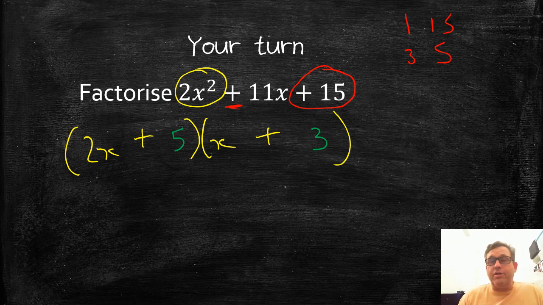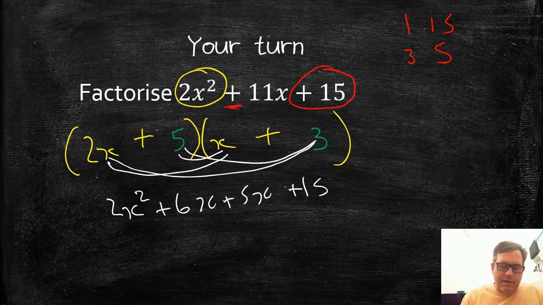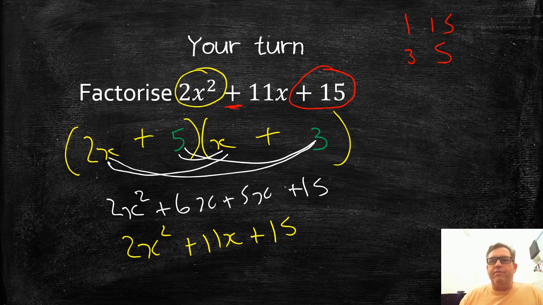Again, especially with these, it's a really good idea to check really quickly in your head. 2x times x is 2x squared. 2x times 3 is 6x. 5 times x is 5x. And 5 times 3 is 15. Combine my like terms, simplified, 2x squared plus 11x plus 15. So we found it. So again, a quick little bit of trial and error. You'll be able to go ahead and work these out.